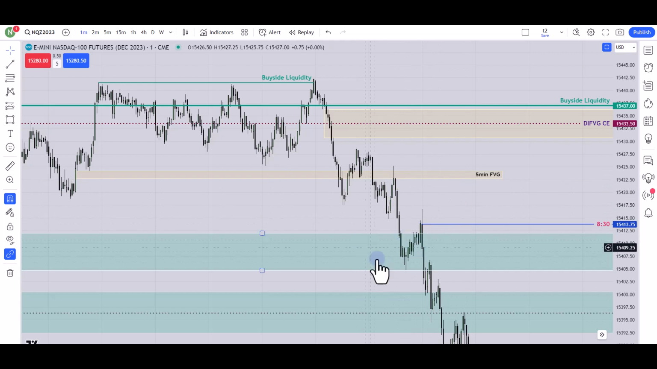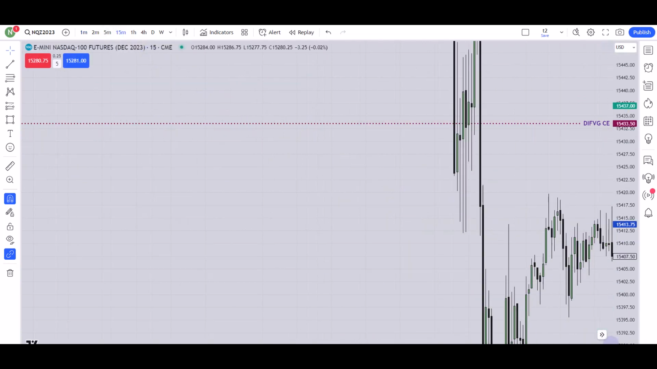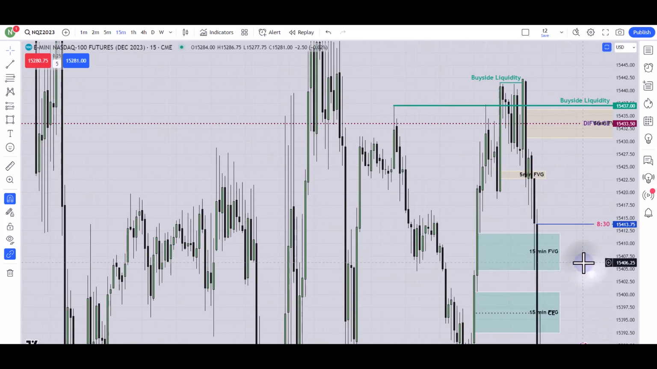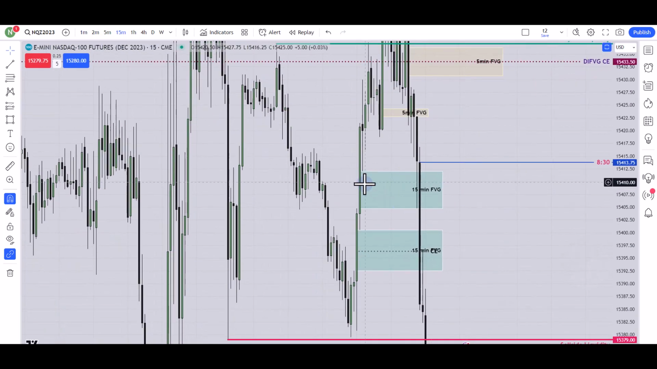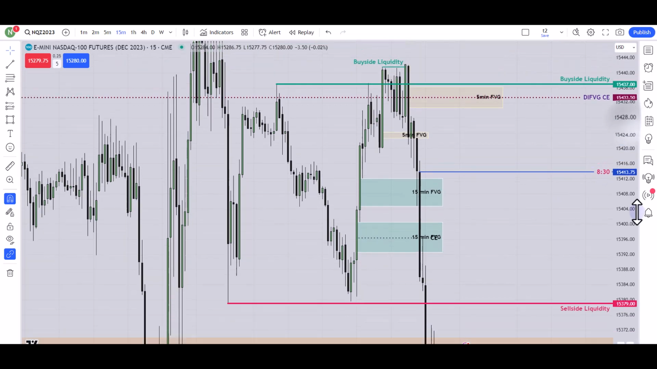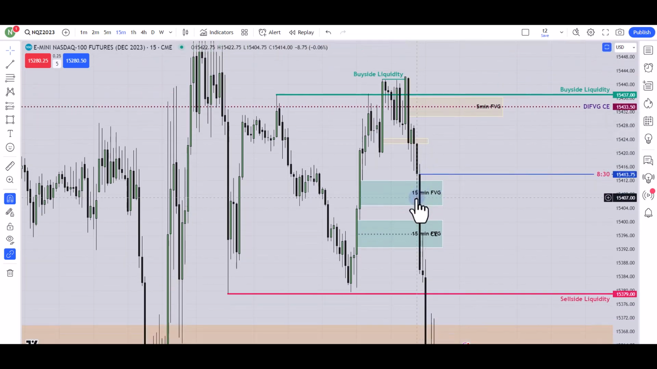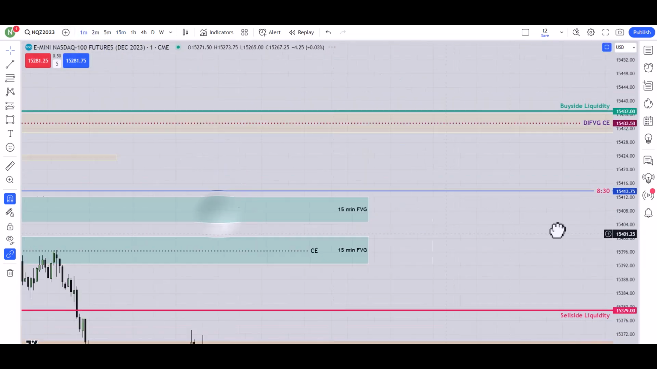In that moment, I actually marked this 15-minute fair value gap. Let me show you the gap actually. There was one 15-minute fair value gap, another one 15-minute fair value gap. All I was thinking is the market would respect any of these fair value gaps and start to go higher. Let's see actually what the market did.